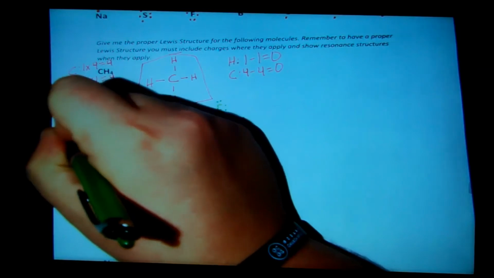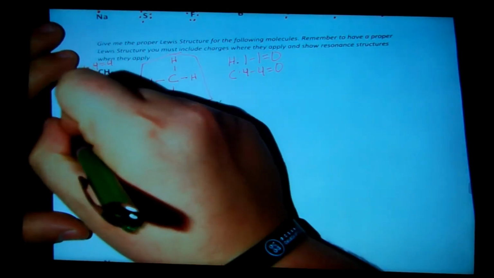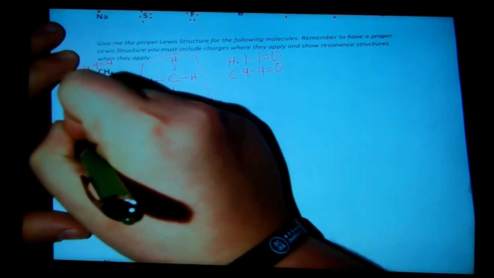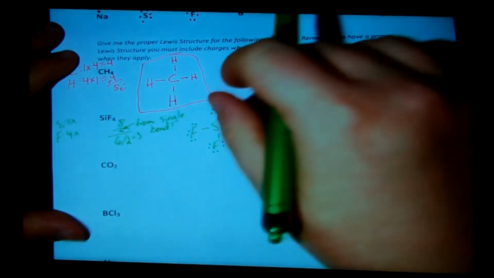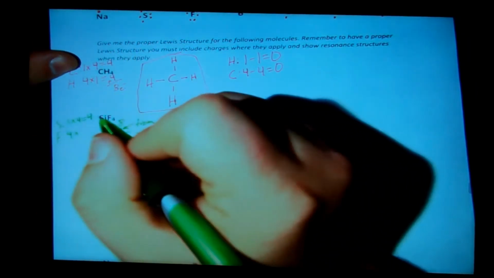Now we calculate out how many electrons we're supposed to show. So I have silicon and fluorine. I have 1 silicon, 4 fluorine. In this case, silicon is in the 14th column, which means it has 4 valence electrons. 1 times 4 is 4.